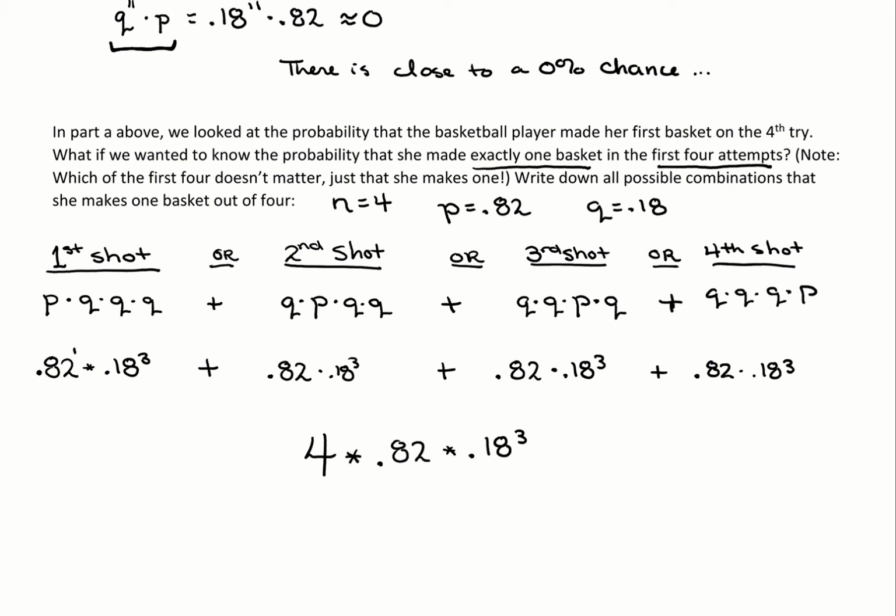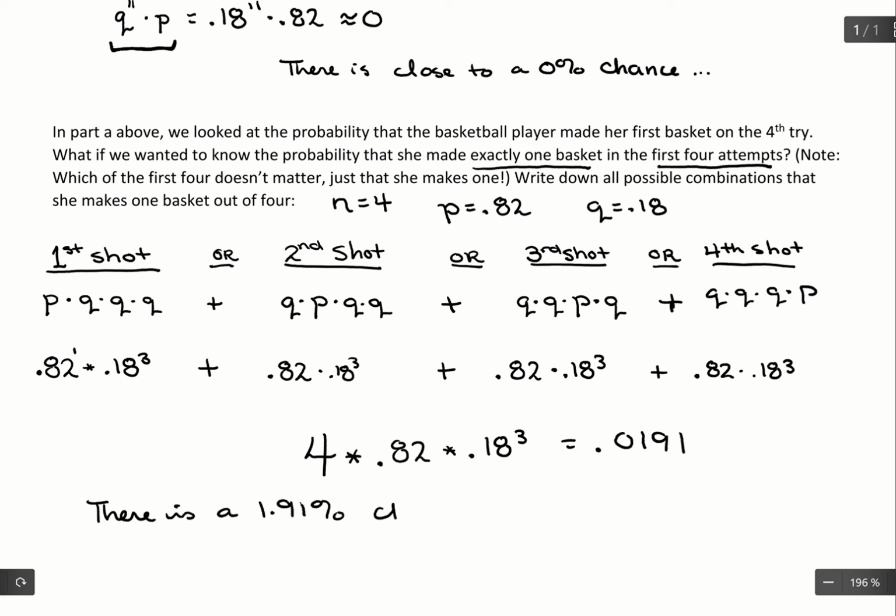And that probability would be 0.0191. So there is a 1.91% chance she makes exactly 1 basket in her 4 attempts.